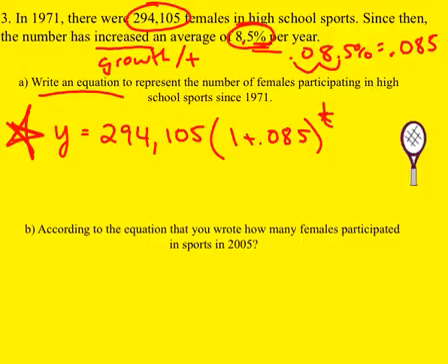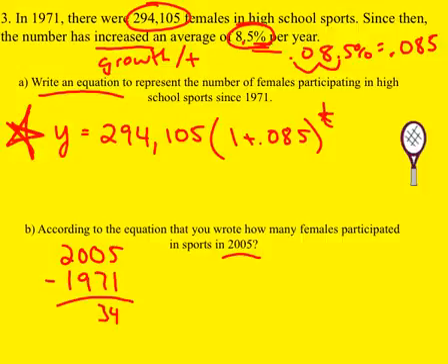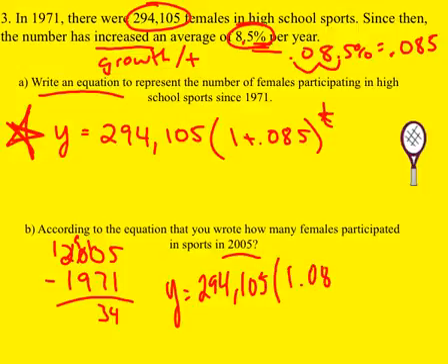Now it says to calculate in 2005. Well, that's a year. So 2005 minus 1971, I get 34, because you'd have to borrow here. This would be a 9, 10, 34. So what I do is in my calculator, I write y equals, you don't put the y equals in, but you do put 294,105, alright? And then I would know that it's 1.085 to the 34th power.